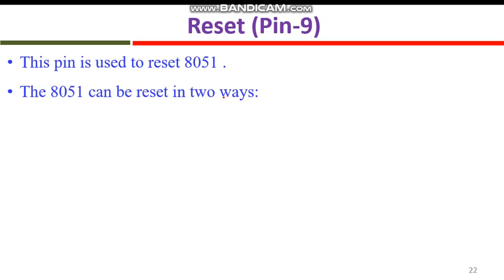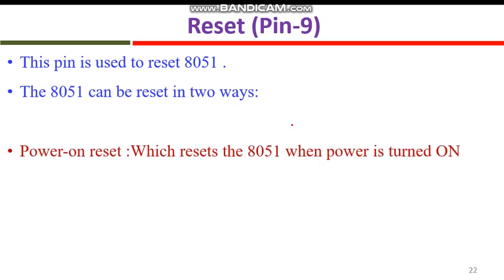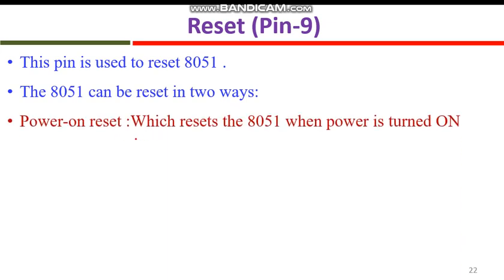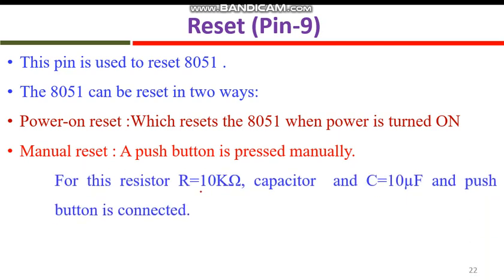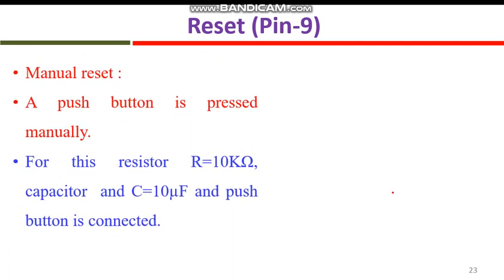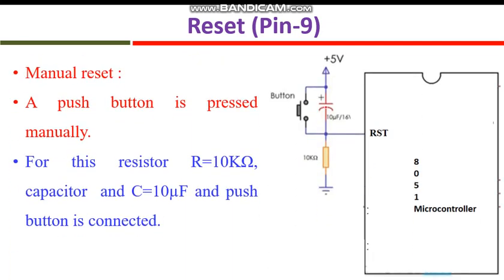Last pin is the reset pin. This pin is used to reset 8051. We can reset in two ways, that is power on reset, or we can reset manually. For this we require a resistor and capacitor and one push button switch. You can see the diagram here. So here we require one capacitor along with a resistor.